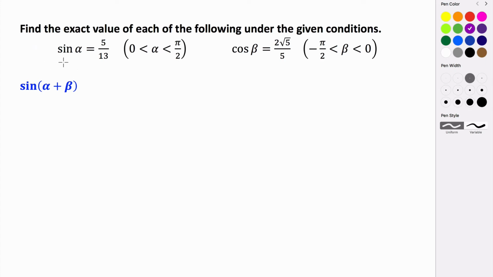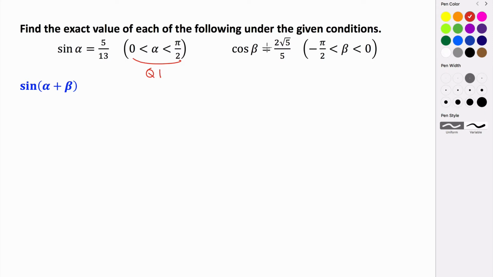For this example, we are given information about two different angles, alpha and beta, and we're asked to find the sine of alpha plus beta. So we're going to use these parameters to help us find this measure. We're told that the sine of alpha is 5 over 13, and that alpha is between 0 and pi over 2. So that means that alpha is in quadrant 1.